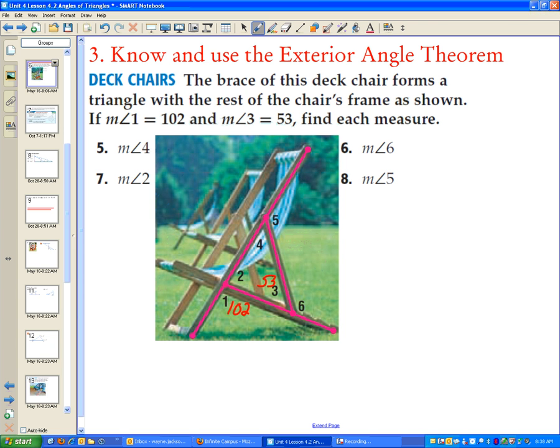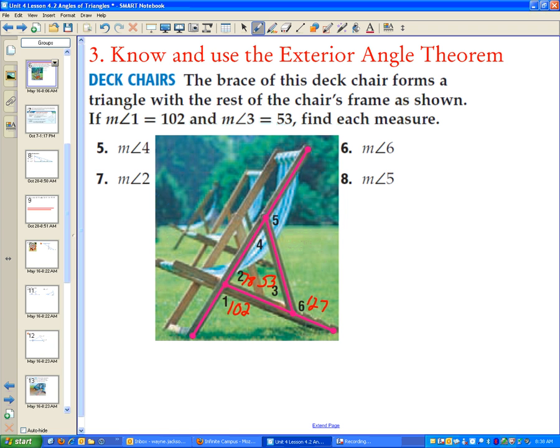Okay? For instance, when I labeled the measure of angle 1 to be 102, I kind of, without meaning to, figured out what the measure of angle 2 is. What's the measure of angle 2? 78, because 1 and 2 form a linear pair. I don't need anything from today to figure that out. So I can label that as 78. Well, I kind of also figured out the measure of angle 6 when I labeled angle 3 as 53 for the same reason. 3 and 6 are a linear pair. So what's the measure of angle 6? So that's 127.